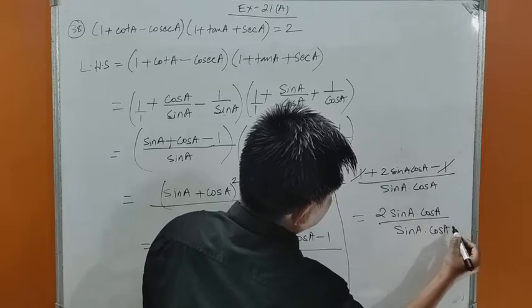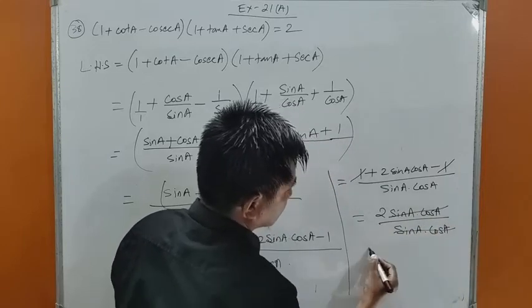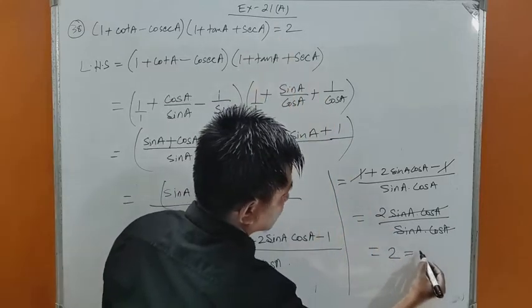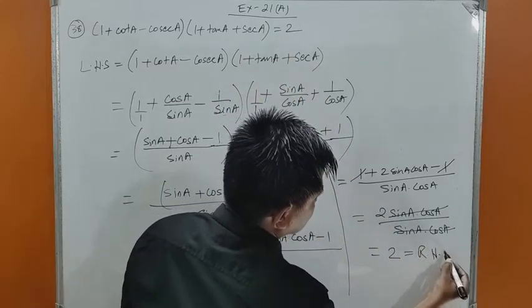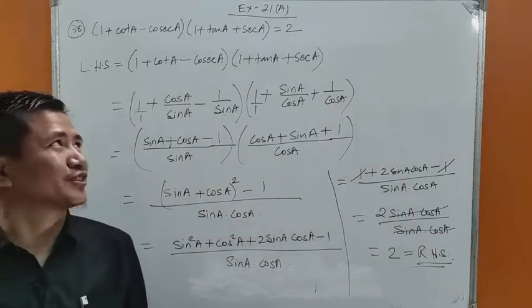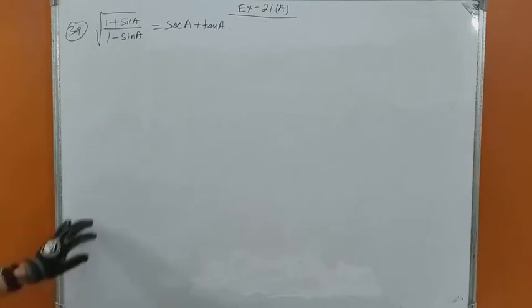So this sin A cos A and sin A cos A can be cancelled. So now remains 2. This is what we have in the right hand side, hence equals to RHS, hence proved. I hope you got this. Now let's move on to the next question, that is question number 39.